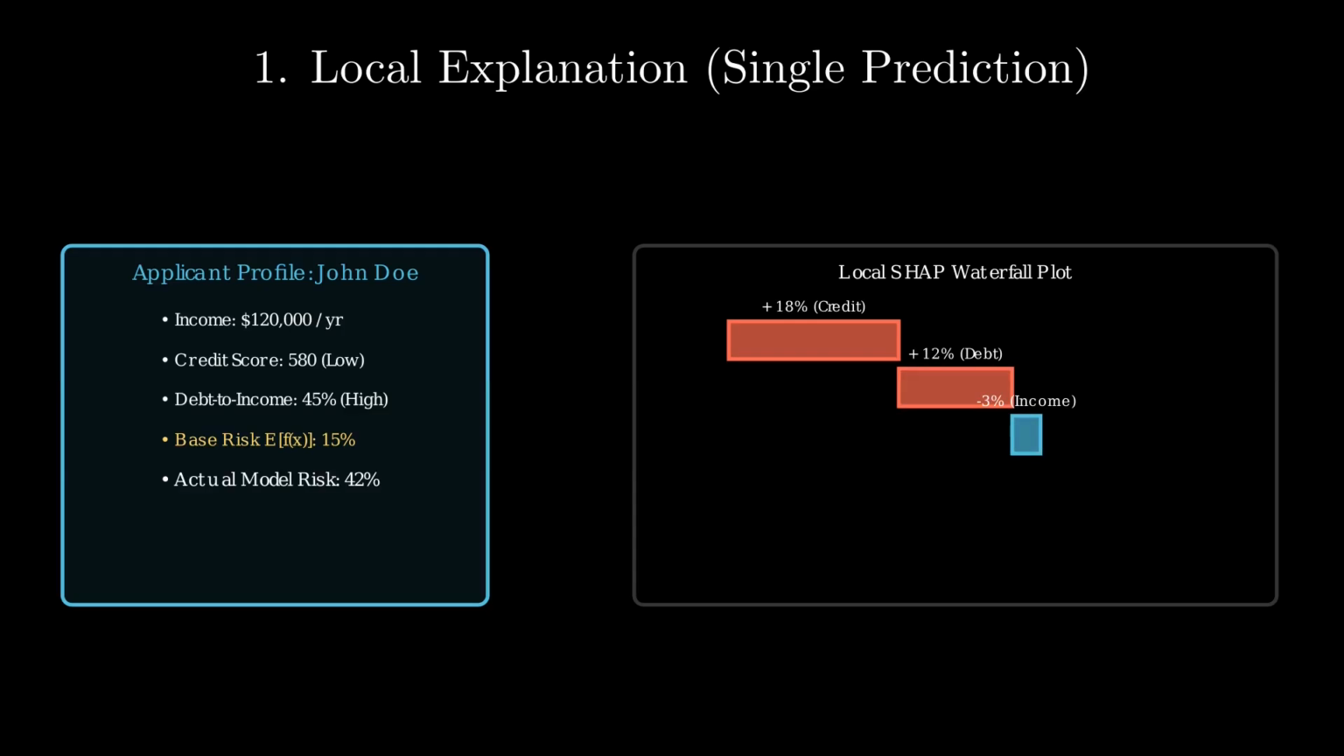Starting from 15%, his low credit score pushes risk up by 18%. His high debt ratio adds another 12%. Meanwhile, his strong income pulls his risk profile back down by 3%. These local allocations match the model delta exactly.